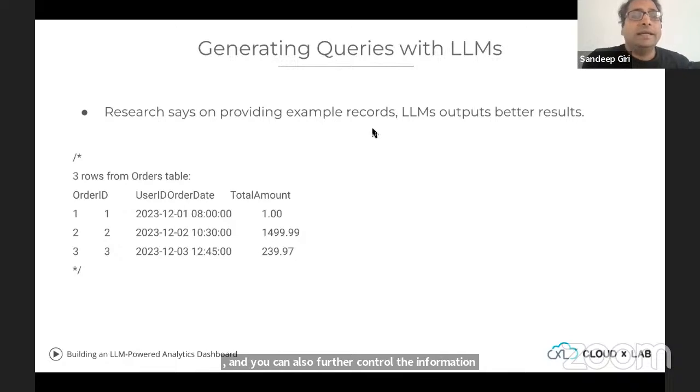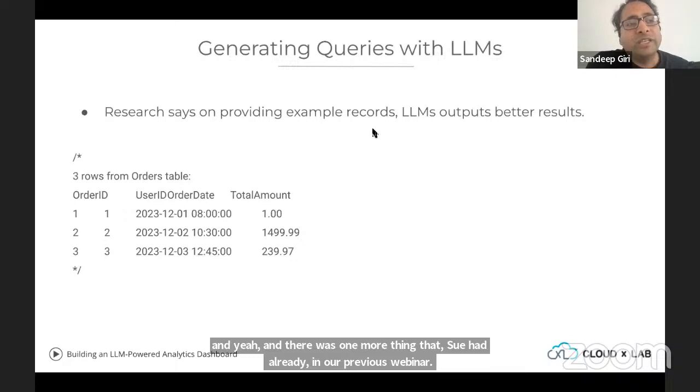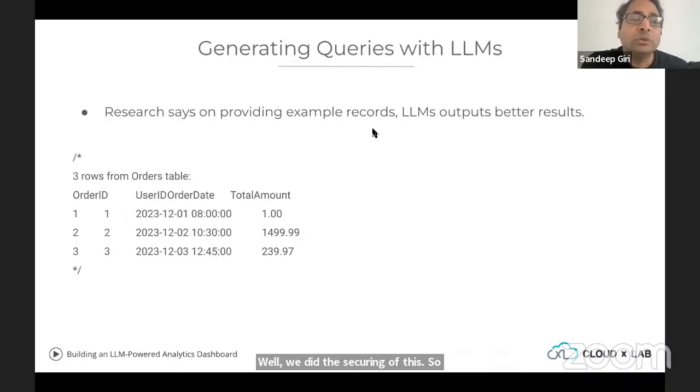Okay. And there was one more thing that Shubh had already covered in our previous webinar where we did the securing of this. We used a third-party tool to generate fake data. So you can generate fake data for feeding to the LLM when you're giving the example rows from the database table. That can be fake data. So yes, I think you can protect yourself from exposing data to OpenAI or Gemini.